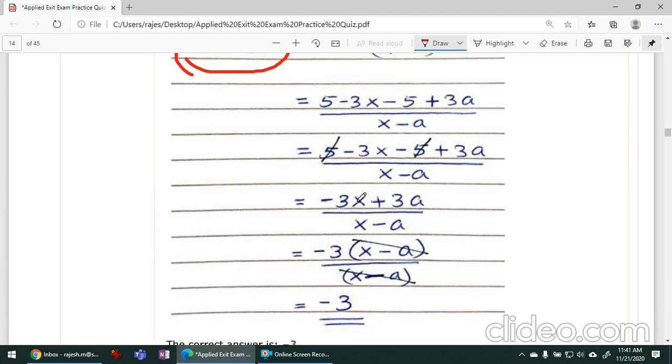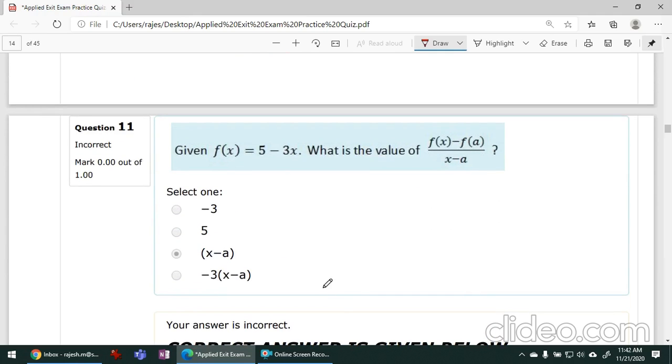When you take out minus, all the signs will change. So here it was minus x, so it will become plus x. Here it is plus 3a, now it will become minus 3a. See, you look here: minus 3 into x is minus 3x, minus 3 into minus a is plus 3a. Now x minus a will cancel. Answer is only minus 3.